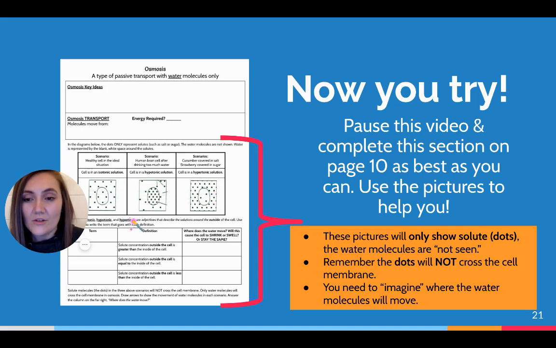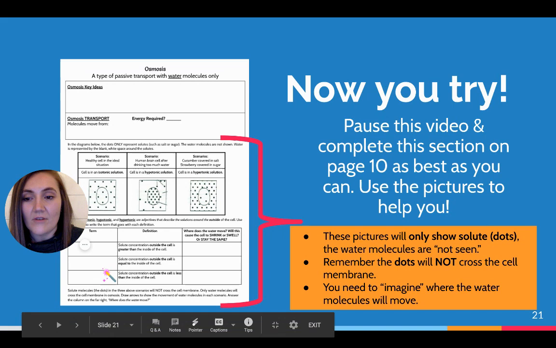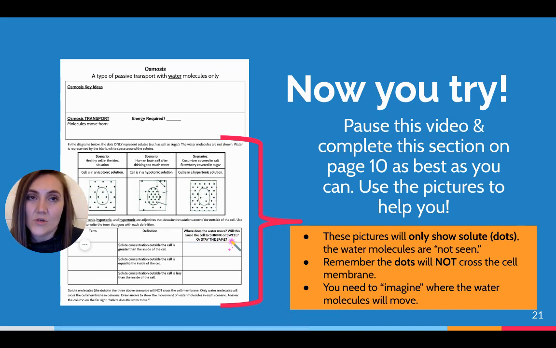Using this information, you're going to be filling out this table, so identifying the terms and thinking about where does water move. Will this shrink the cell, swell, or stay the same? So go ahead and do that right now. And then you can unpause the video and we'll go through the answers together.